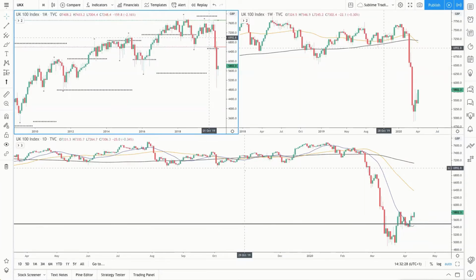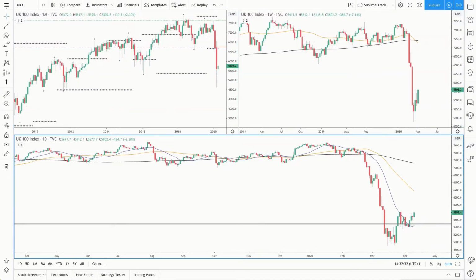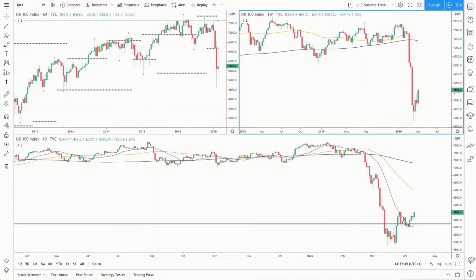This is our three-screen setup. We have the monthly in the top left, the weekly in the top right, and the daily chart here at the bottom. Starting with the monthly time frame for the FTSE 100, we can see that price in the month of April is still finding support at the low of February 2016. If we move across to the weekly time frame, we can see that price is below the 200 and the 50 simple moving averages. We are seeing bullishness in recent weeks.